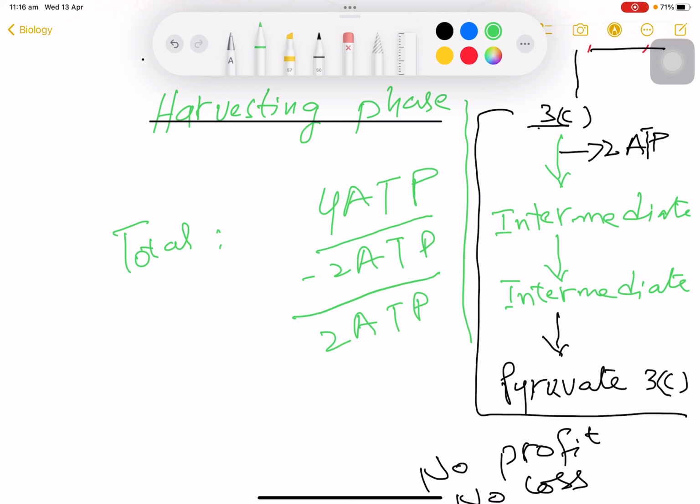And one more thing, NADH is also produced here. Now what is the next reaction? What happened next? What happened with pyruvate?